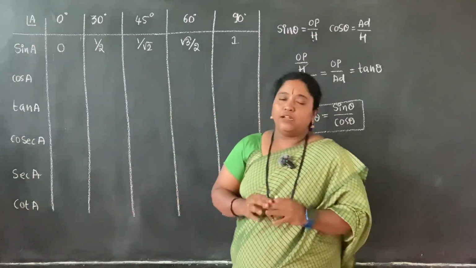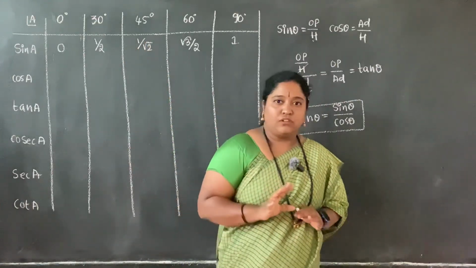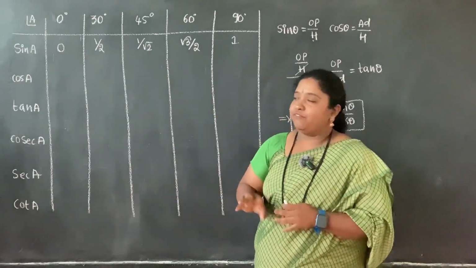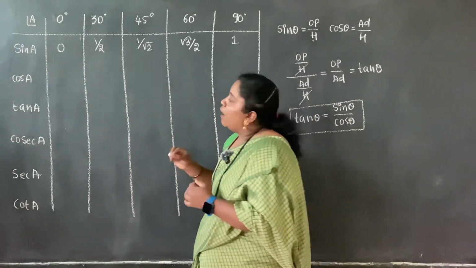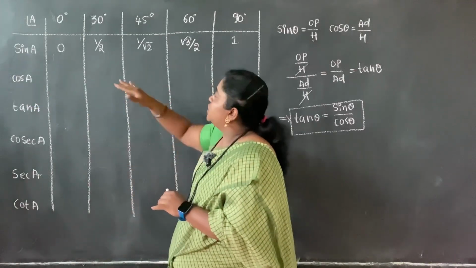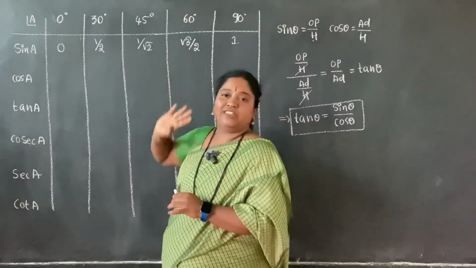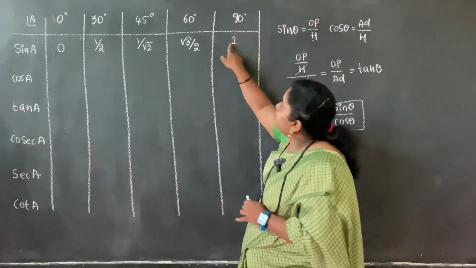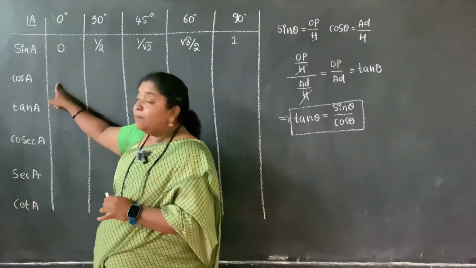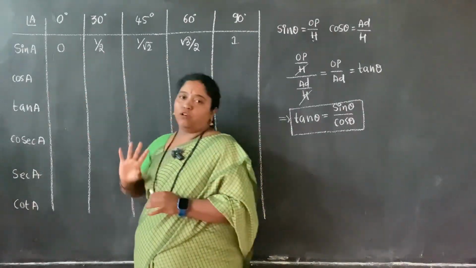Dears, to draw the table, the necessary thing is that you should remember the sin A values. By the sin A values, you can write all the other values by yourself without any other knowledge. Now, how to write? When you write cos A, you just have to write the values in the opposite manner with respect to sin A. If sine 90 is 1, then cos 0 will be 1. Means that if sine goes in this manner, you will have the cos values in the reverse.